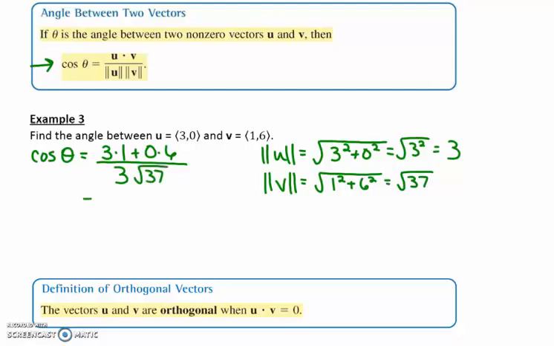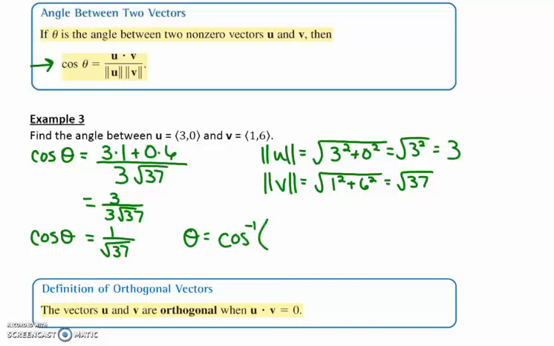All right, but then we can simplify this. So we have 3 plus 0. So we have 3 over 3 square root of 37, which is really just 1 over the square root of 37, because those 3's can cancel. And remember that the cosine of theta equaled that. So if we want to find theta, then that's going to be equal to the inverse cosine of 1 over the square root of 37. And so when we plug that into the calculator, we get approximately 80.54 degrees.